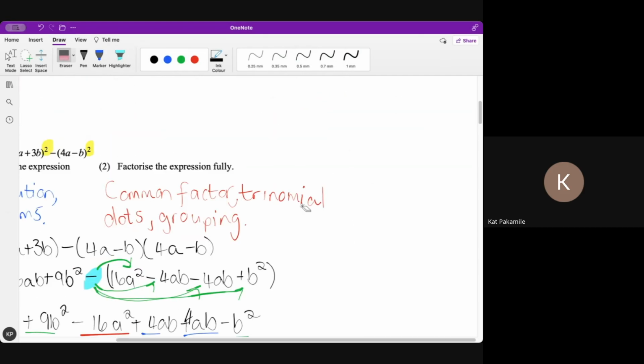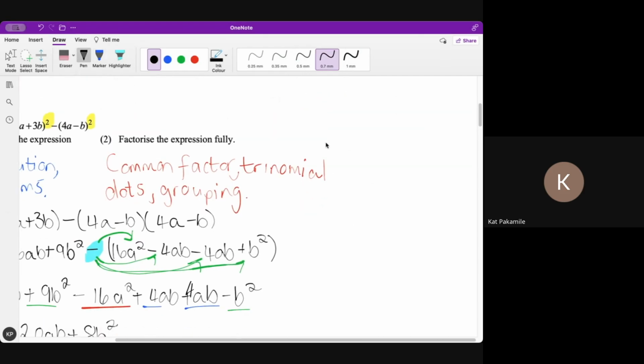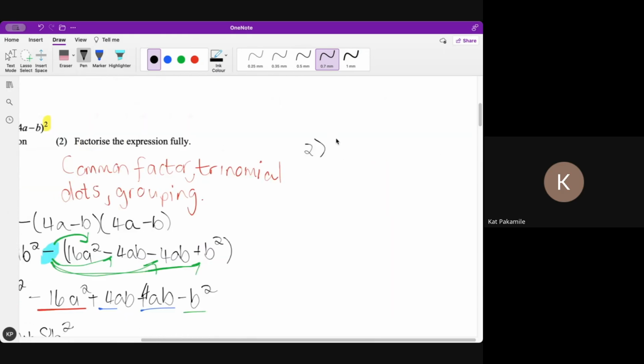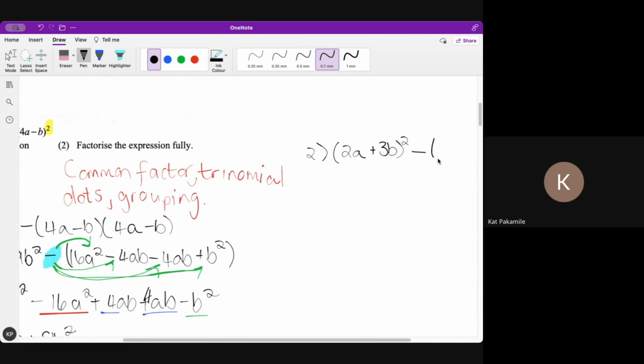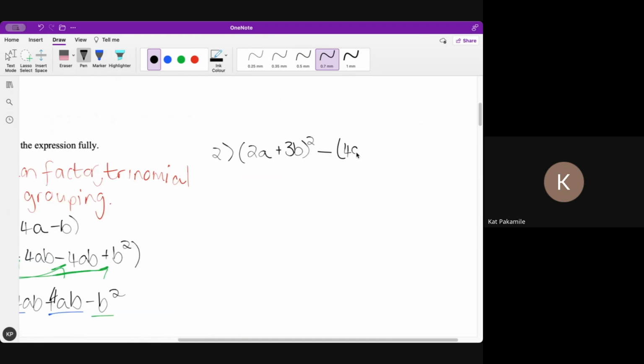Let's do the factorizing way of this, which is question 2. Now they said factorize the expression fully. So we had 2A plus 3B squared minus 4A minus B squared. Great. Now let's look here. Out of all the ways that we listed about how you can factorize, which of the ones will apply here? Which one will apply in this case?